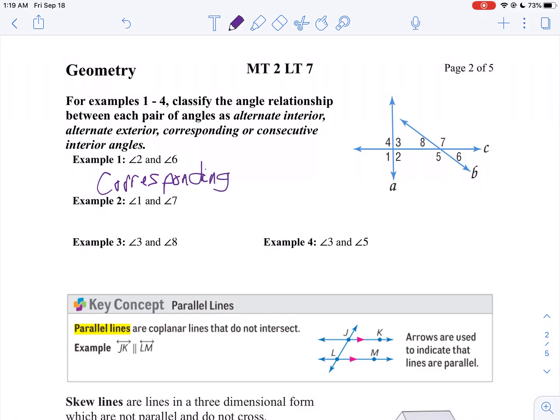If we take a look at angle 1 and angle 7, notice now they're on the opposite side of the transversal and they're on the outside of our two lines. It's to the left of A, to the right of B. So we'd say those are alternate exterior angles. If we take a look at angle 3 and angle 8, they're on the same side of the transversal and they're inside. So those are consecutive interior or same side interior.